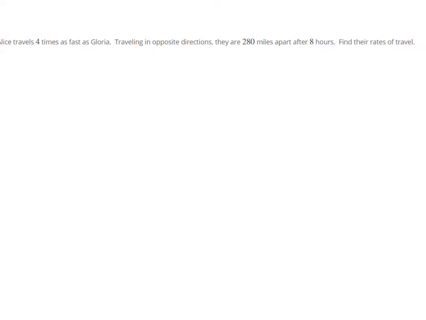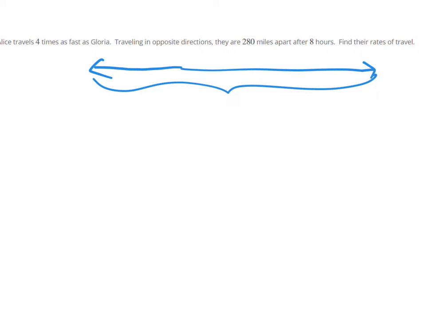Let's try another distance problem. It's just set up a little bit differently, but I thought I'd go through another one. Alice travels 4 times as fast as Gloria. Traveling in opposite directions, they are 280 miles apart after 8 hours. Find their rates of travel. All right, so they're traveling opposite directions, but they don't necessarily go the same distance, but we know that the grand total of it is going to have to be 280 miles.